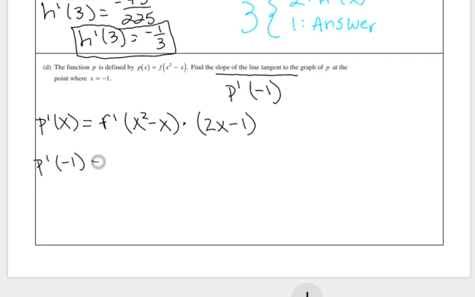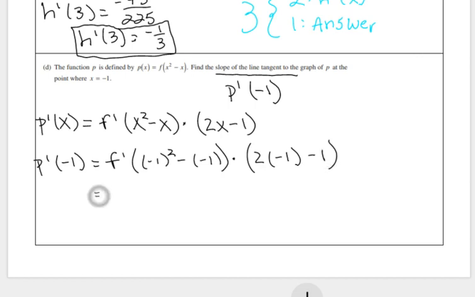Now all we're going to do is plug in that negative 1. So p prime of negative 1 is going to equal f prime of negative 1 squared minus negative 1 times 2 times negative 1 minus 1. So we're really going to get f prime of, let's see, negative 1 squared is 1 plus 1 is 2. So we need f prime of 2 times, let's see, 2 times negative 1 minus 1, so times negative 3. So we need to find f prime of 2.